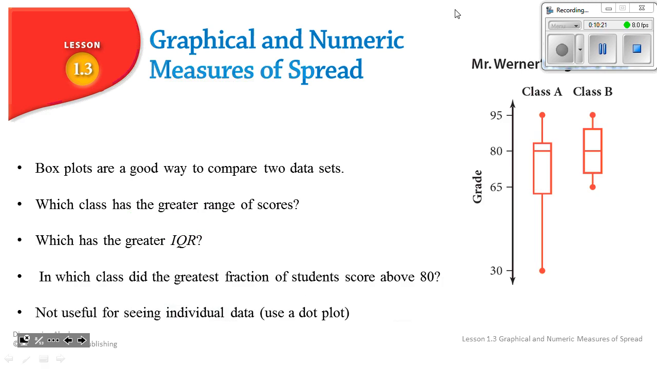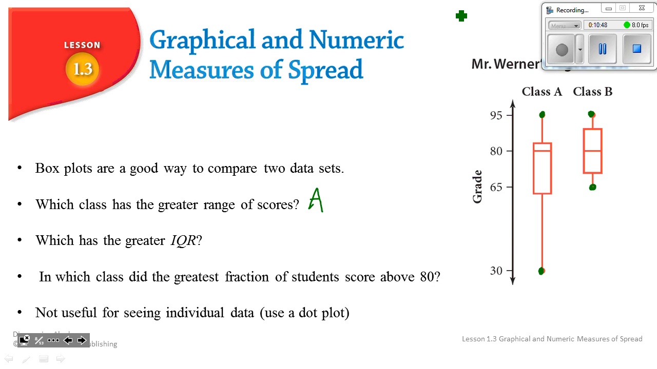It's a good way to compare two data sets. If I take a look at these two data sets on the side, I can see a box and whisker plot vertically as well. You can look at which class has the greater range of scores. So if you look at minimum to maximum, you can see that Class A has a range of 30 all the way up to 95, and Class B only has a range of about 65 to 95. So you can see that Class A has a greater range.